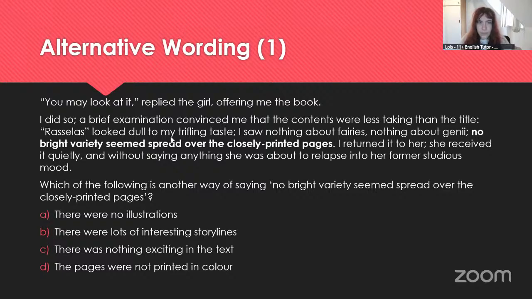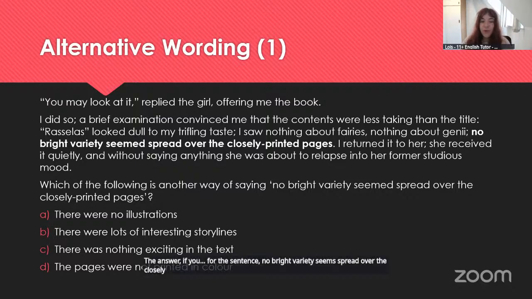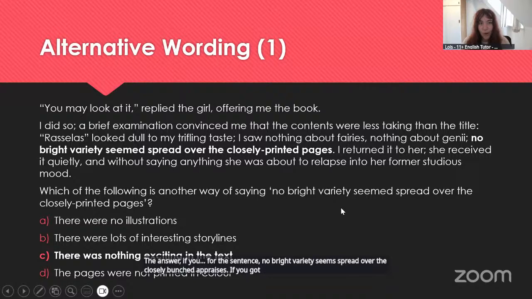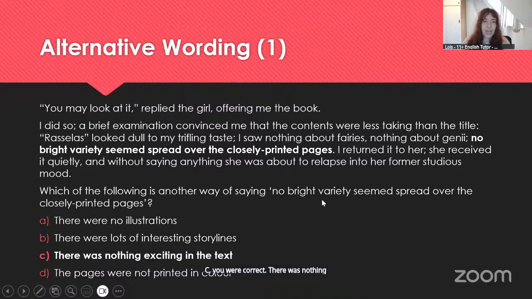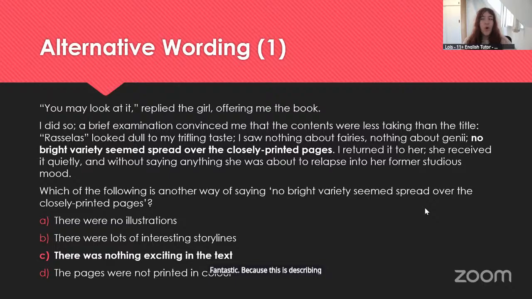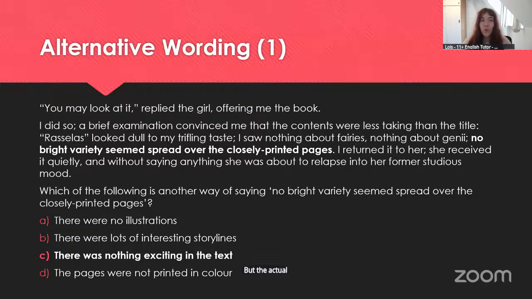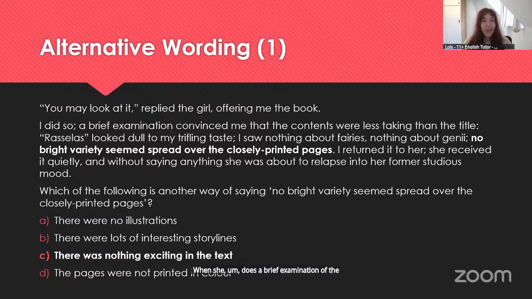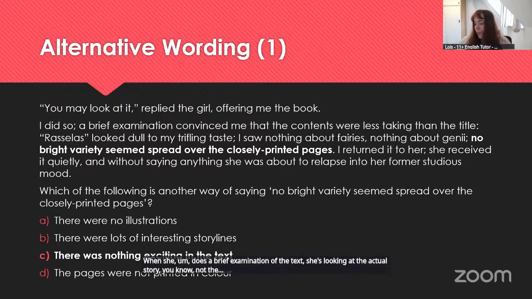Okay, so the answer, for the sentence "no bright variety seemed spread over the closely printed pages," if you got C, you were correct. There was nothing exciting in the text. So very well done. If that was the answer that you got, fantastic. Because this is describing not the colors, but the actual contents of the story. When she does a brief examination of the text, she's looking at the actual story, not the pictures.